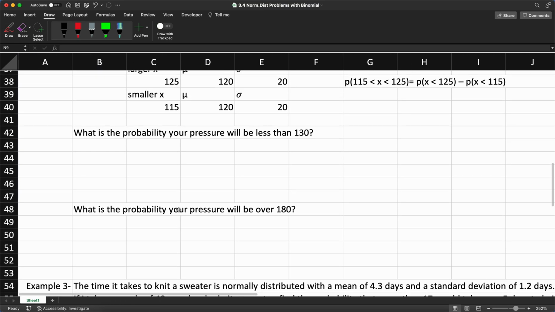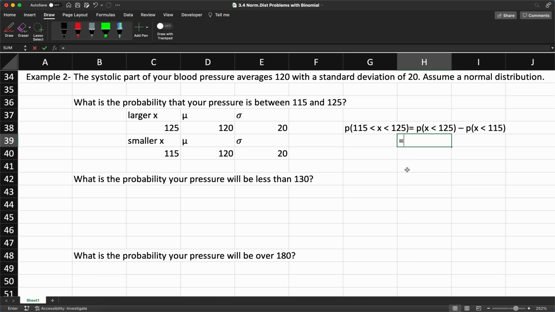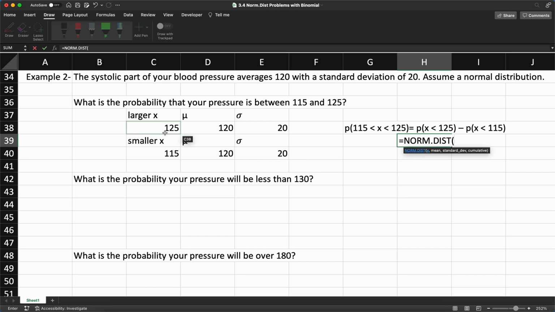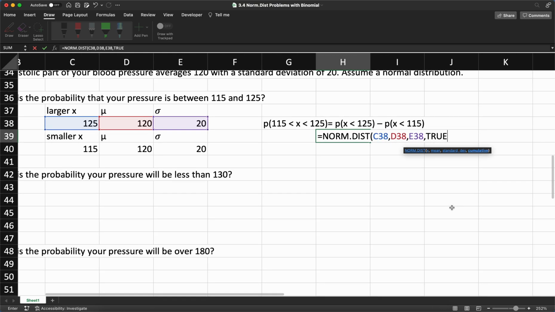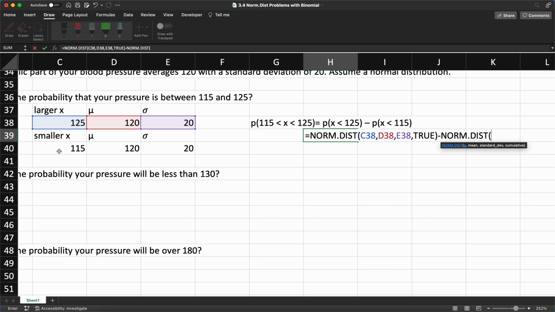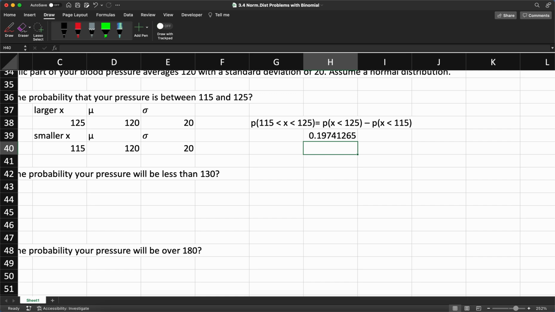So again, we want to find the probability that the blood pressure is between 115 and 125. So what we're going to do is norm.dist x, mu, sigma, true, and then we're going to subtract norm.dist smaller x, comma, mu, comma, sigma. I didn't really have to write the mu and sigma twice, but it just keeps things nice and organized for me. And so I have about 0.1974 chance that my blood pressure is going to fall somewhere in that range.